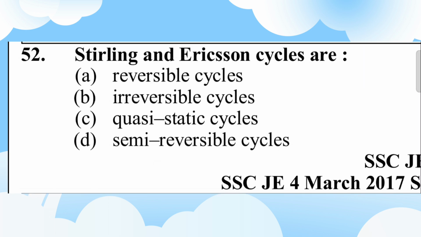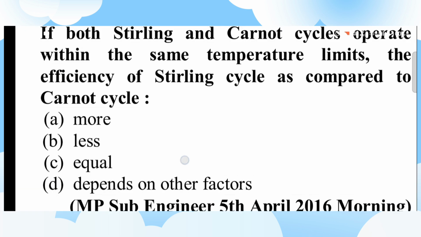Friends, question number 52. Stirling and the Ericsson cycles are: reversible cycles, irreversible cycles, quasi-static cycle, semi-reversible cycle. Stirling and Ericsson are the reversible cycles.